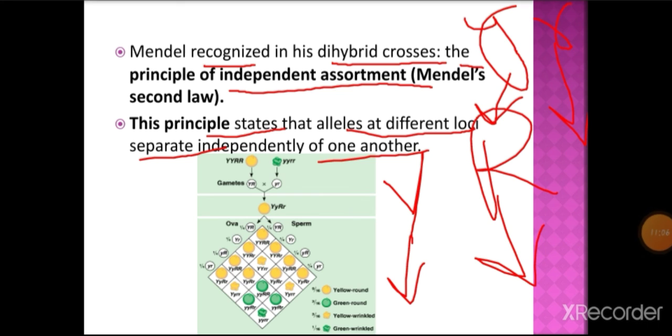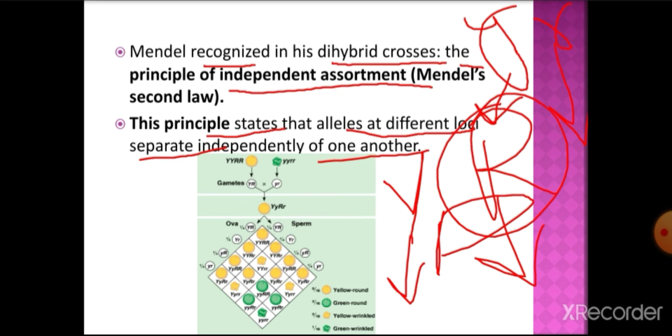But here we must remember that when Mendel proved the principle of independent assortment, he took two characters which are present at different loci and are physically apart. In fact, they are physically on two different chromosomes. The allele for yellow is on one chromosome, while the allele for round character is on another chromosome. But if there was some physical linkage between these two genes, the linkage we would study in another video.